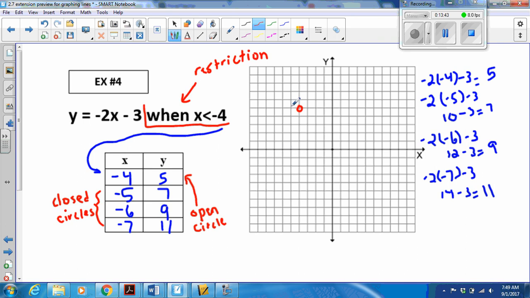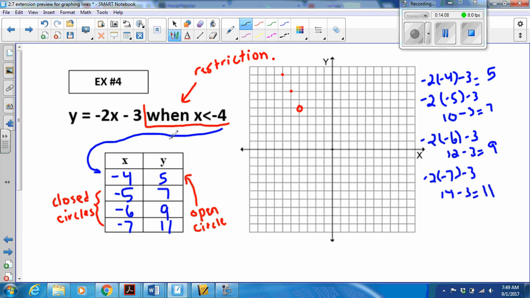So we go negative 5, and then we go up 7. Then we go negative 6, up positive 9. And then we go to negative 7. Oops, let me redo that really quick. There we go. So we went, negative 5, up 7. There we go. And then we went up 9. There we go. And then negative 7 is positive 11.